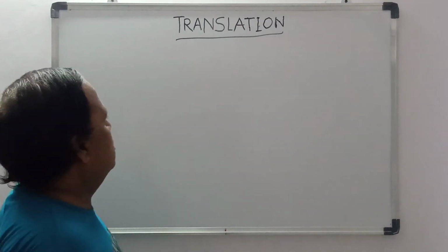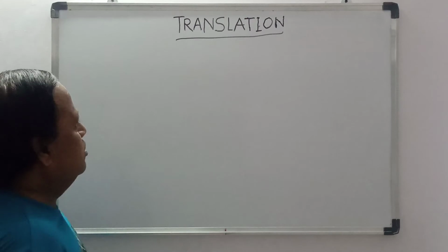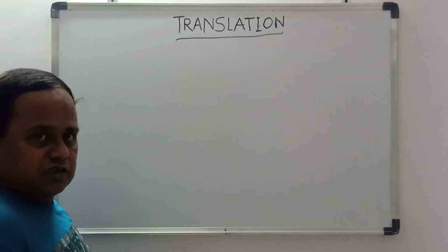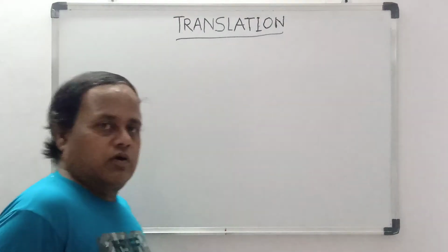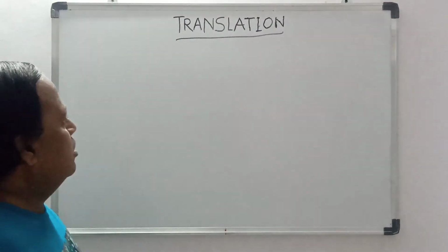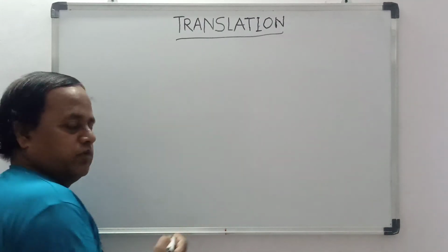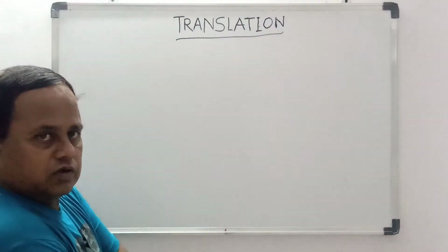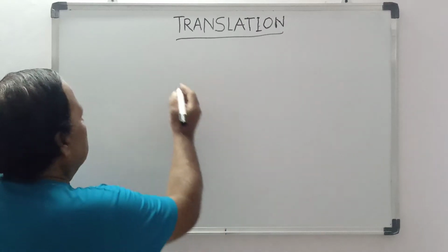Okay student, today let us study about translation. So what is translation? Translation is a process in which amino acids are polymerized and a peptide unit is formed. The polymerization of amino acid to form a polypeptide unit is called translation.